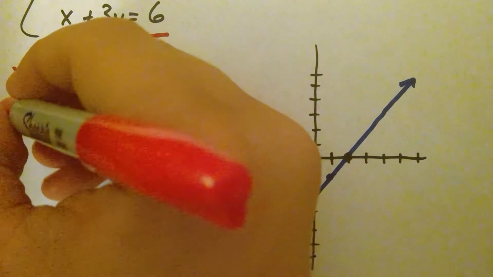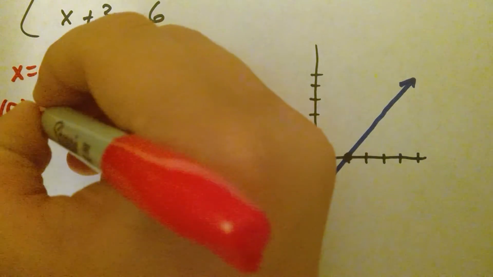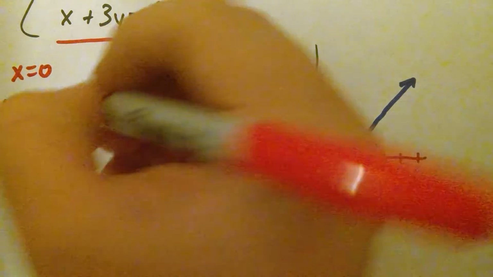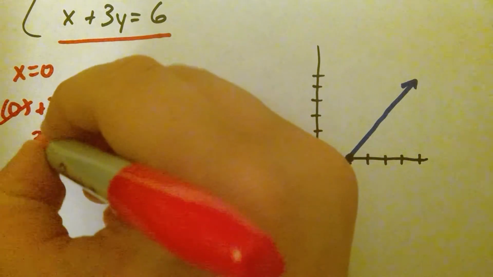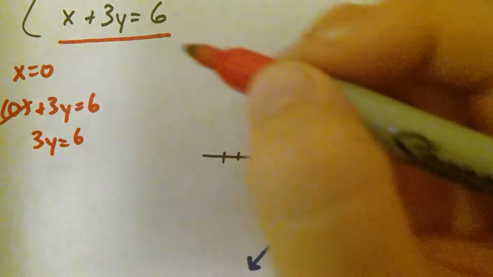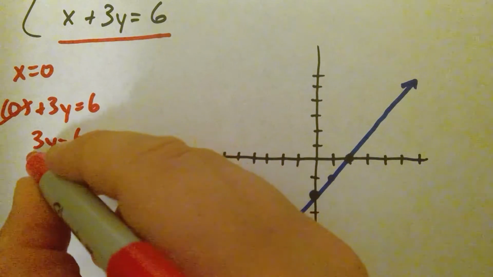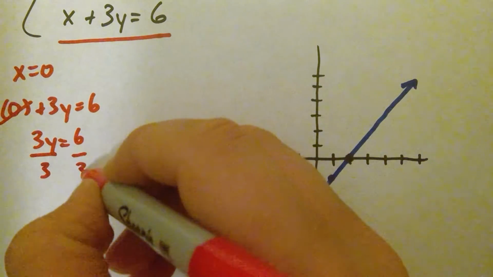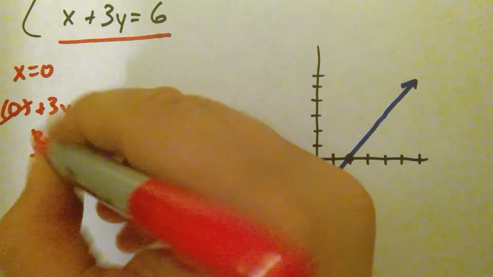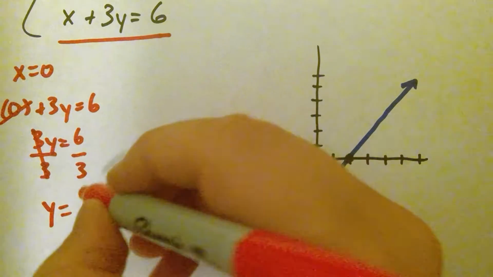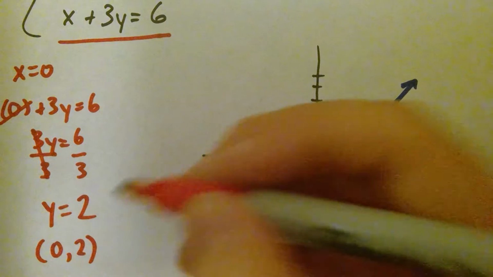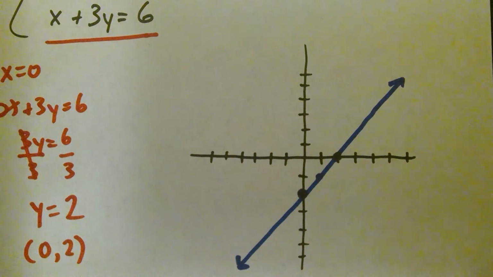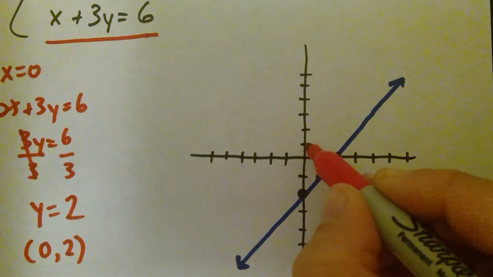If x equals 0, I'll say 0 plus 3y equals 6. That 0 is going to go away, so I have 3y equals 6. We want to get y by itself, so we'll divide by 3. 6 divided by 3 gives us 2. So we have the point (0, 2). I'll go ahead and graph that here: 0 and then up 2.